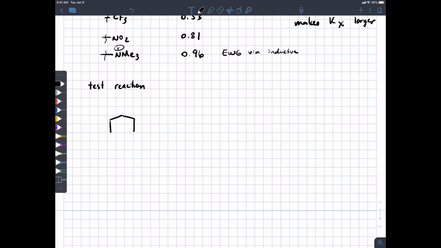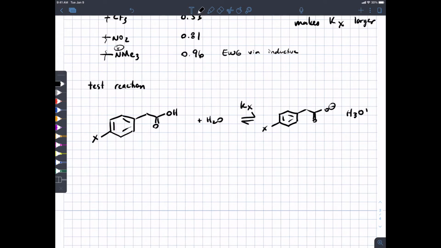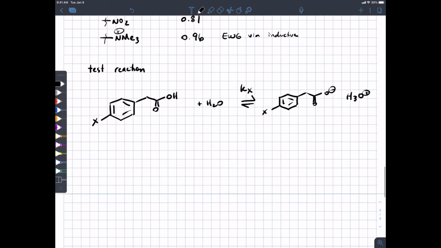Suppose instead of benzoic acid, we do this reaction with the corresponding phenyl acetic acid. So we're going to move one carbon away. All right, and then we're going to measure the equilibrium constant for making the following conjugate base and hydronium.